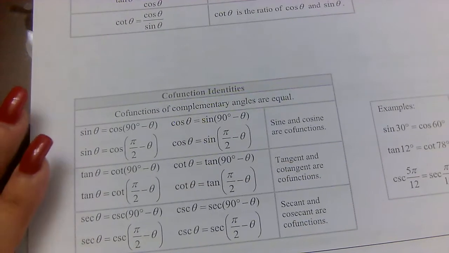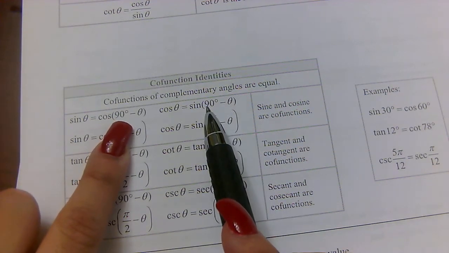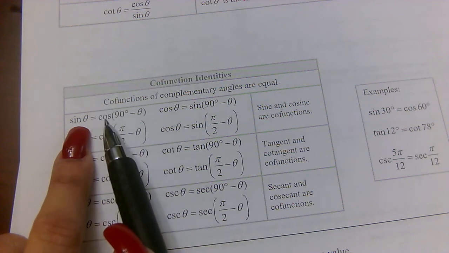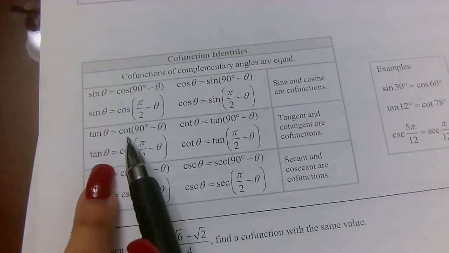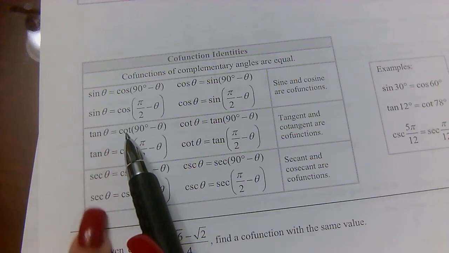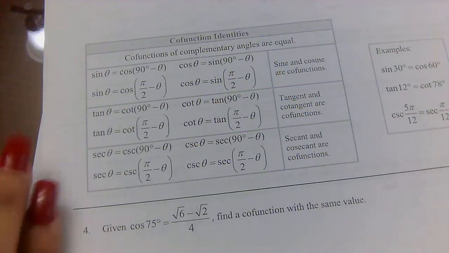And when you look over here, you're going to see that the two angles always have to add up to 90 degrees. And these two are going to be together. So sine and cosine are referring to the exact same side. Tangent and cotangent are referring to the exact same sides. And then secant and cosecant are going to be referring to the exact same sides.